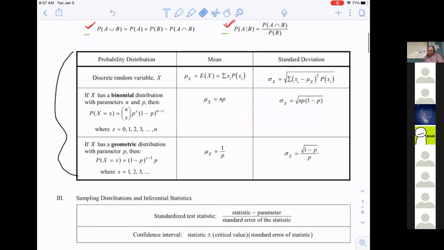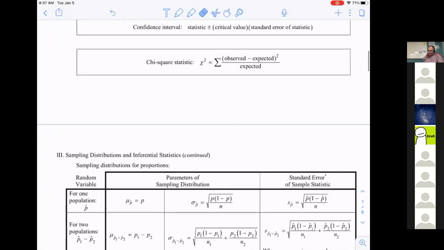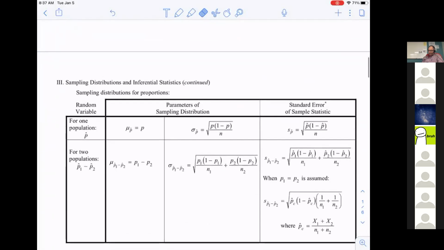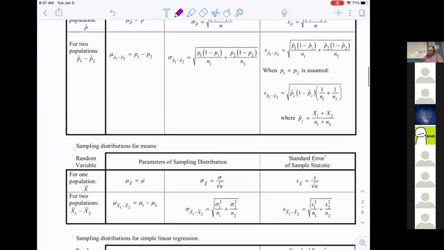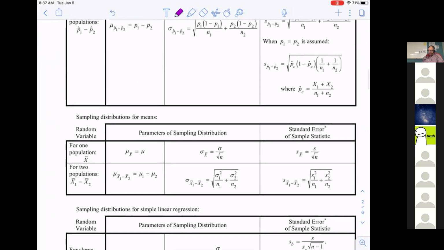We're not talking about that. We talked about probability. We just got out of that. Now what happens is we're working with sampling distributions and inferential statistics. So that's what we're working with now, okay? So what's going to happen is we can come down here and we're looking at means, okay?